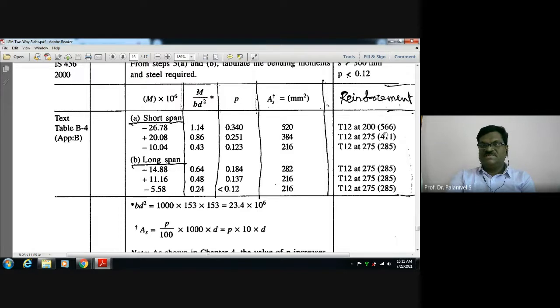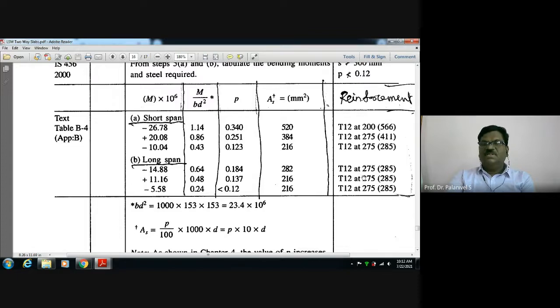For that the area of steel provided is 566. Area of steel required is 520 mm square. Always the provided should be slightly higher than the required. 566. And then positive bending moment at midspan along the short direction, T12 at 275. Next one, T12 at 275. So what is the area of steel provided? Also he has written. See, they are slightly more than the required one. These are the area of steel required. These are the area of steel provided. So this way. And then long span direction also, you use a 12 mm dia bar, T12 at 275 mm center to center. 285 mm square is the area of steel provided.